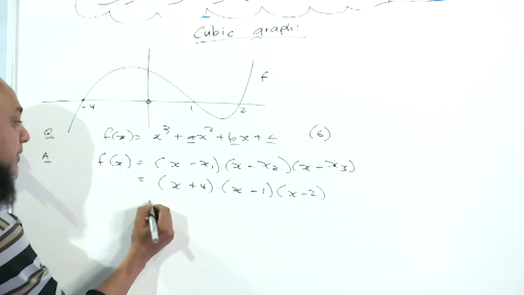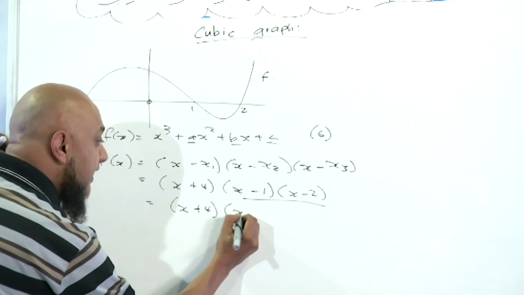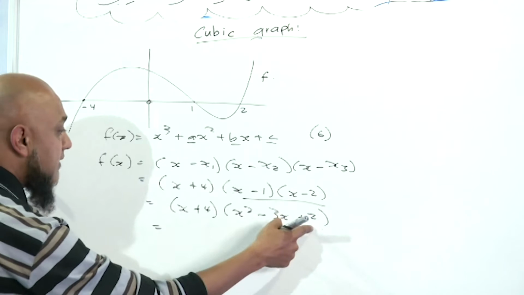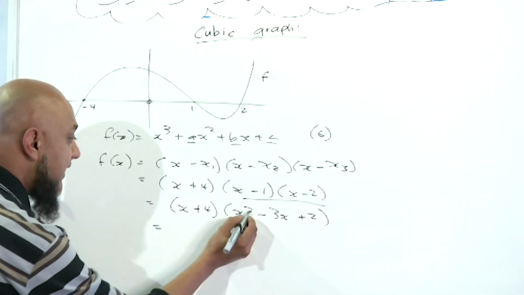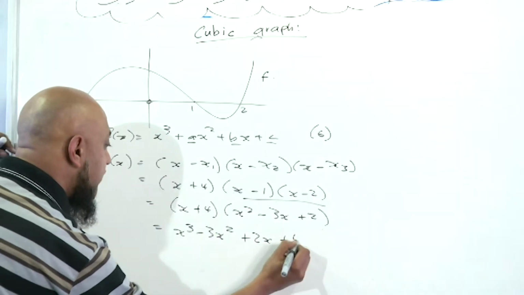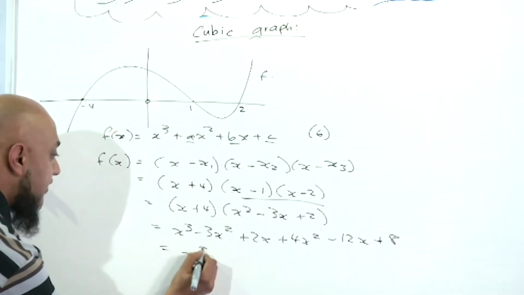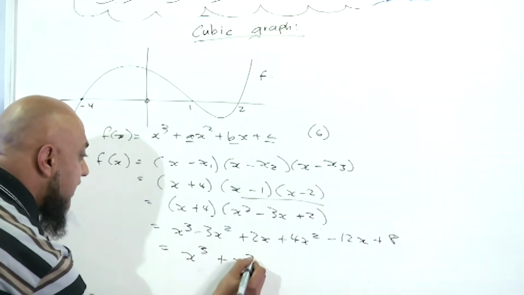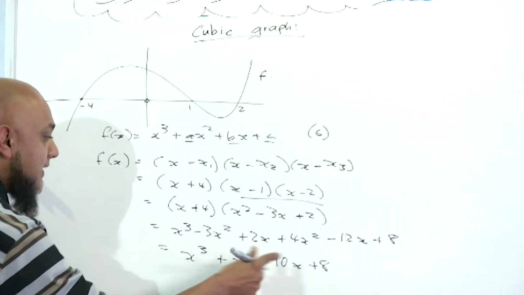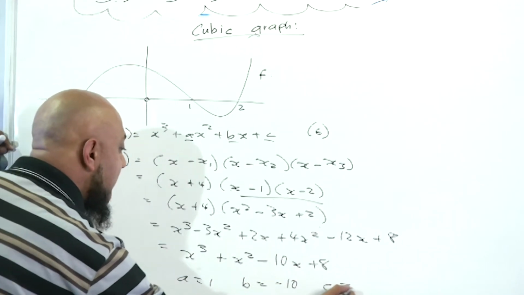minus 2. Remove the brackets, we're now going to get x plus 4 into, multiply this out, you can FOIL it, x squared minus 1 minus 2 minus 3x plus 2, and now first times all, second times all, collect your like terms. So x times x squared, x cubed minus 3x squared plus 2x plus 4x squared minus 12x plus 8. Collect your like terms, x cubed minus 3 plus 4 is plus 1x squared, 2 minus 12 minus 10x plus 8. That's A, that's B, that's C. So A is equal to 1, B is equal to negative 10, and C is equal to 8.